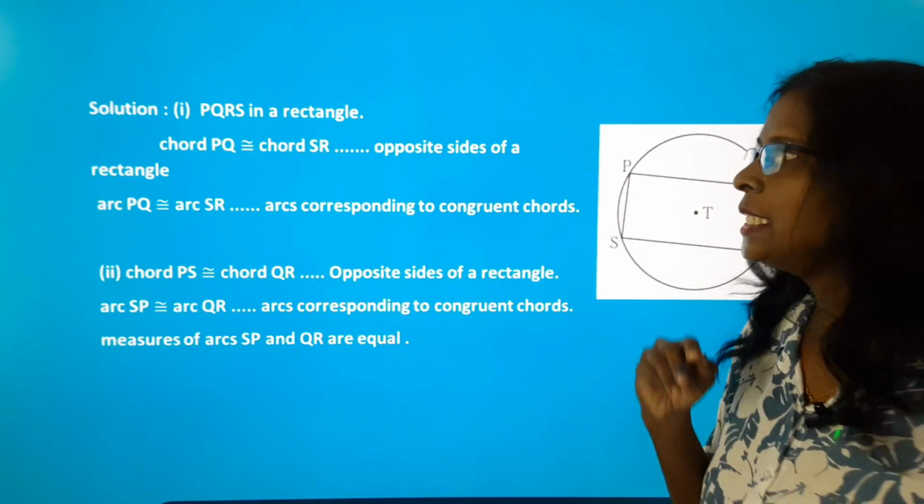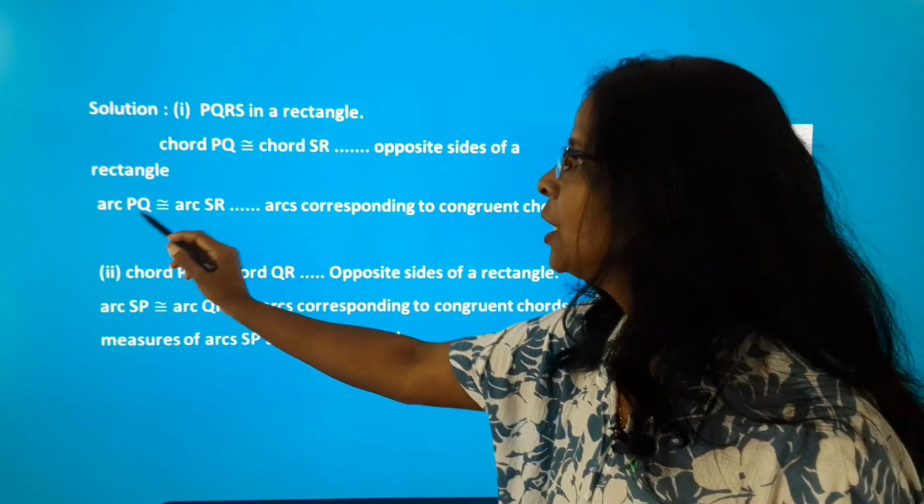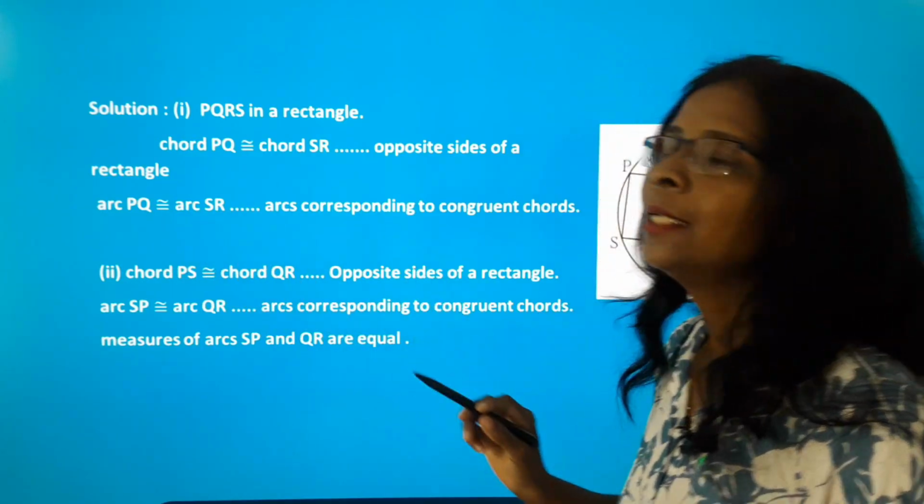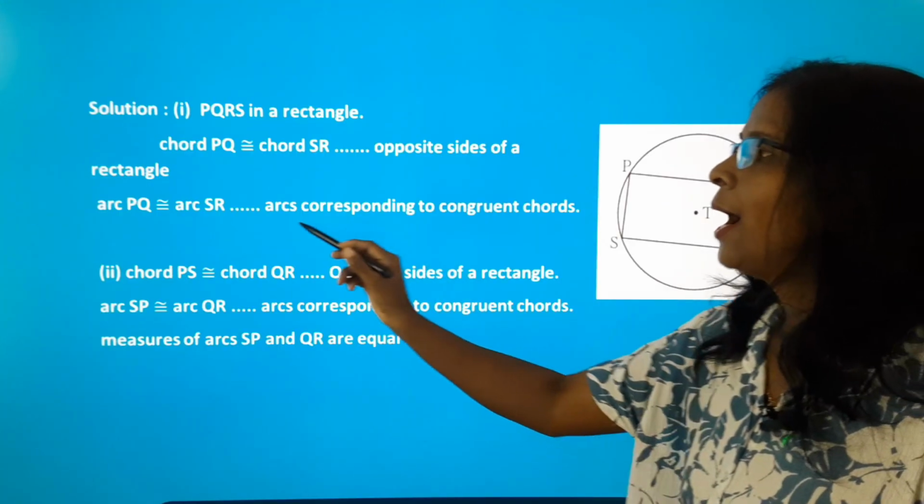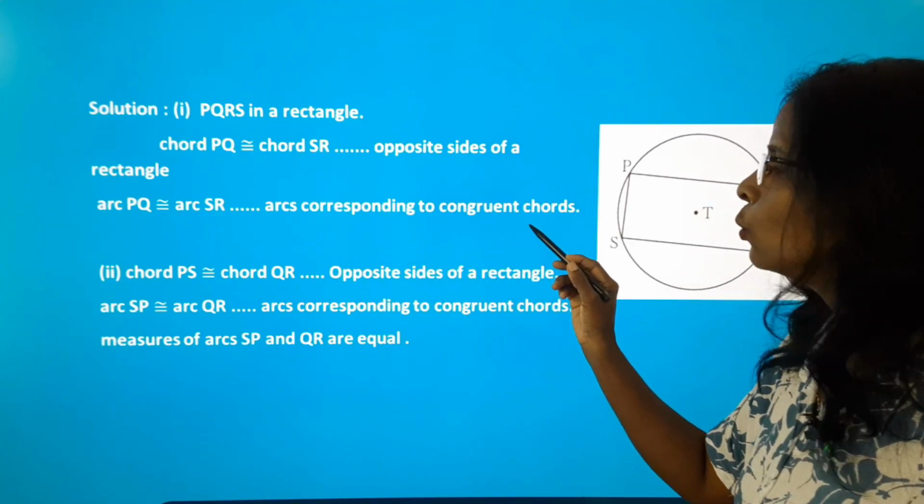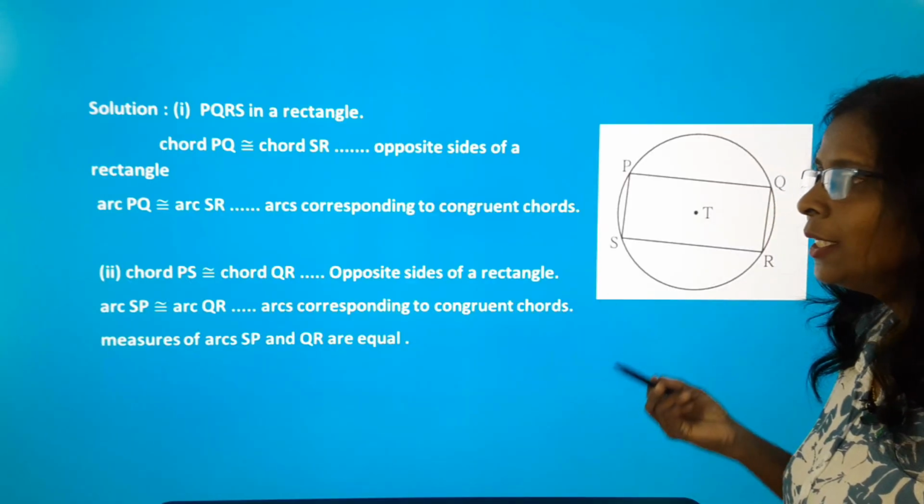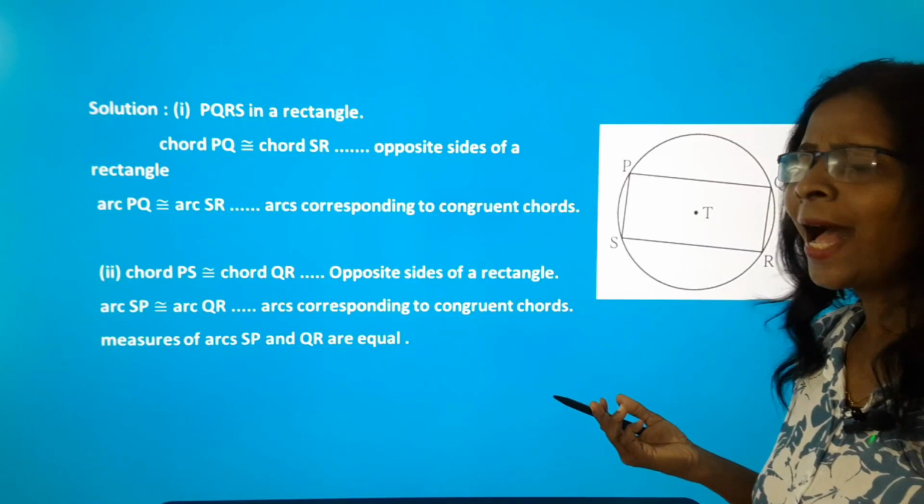Okay students, and then arc PQ is congruent to arc SR. That means the arcs corresponding to congruent chords, so now the arcs are equal.